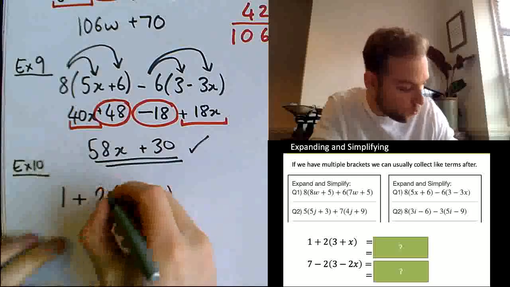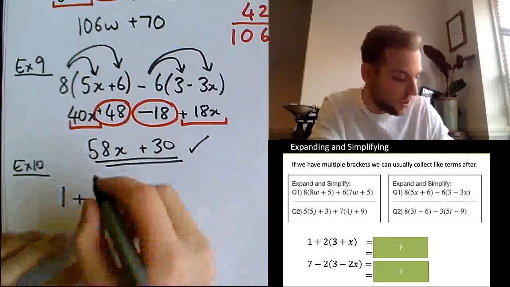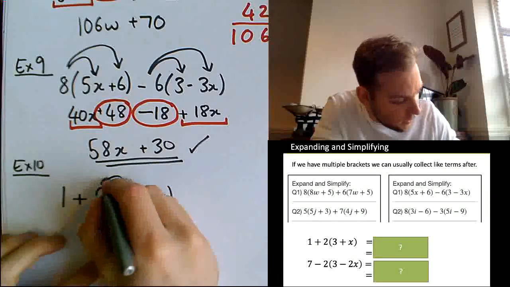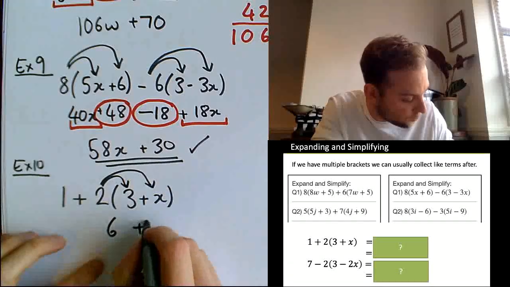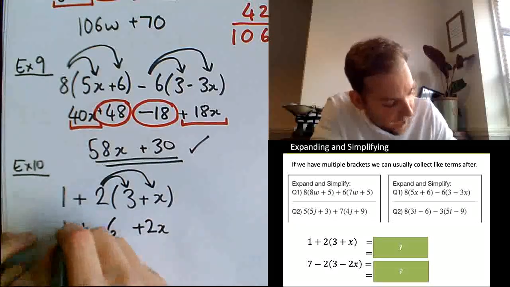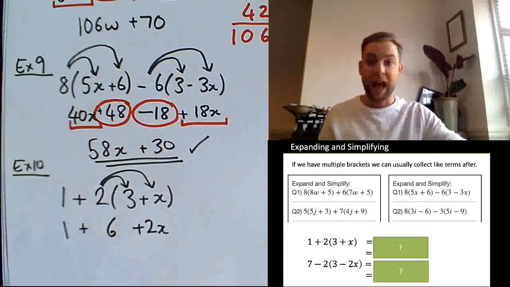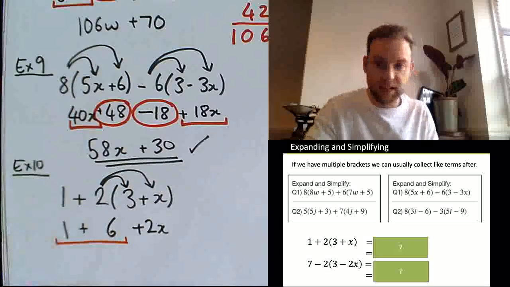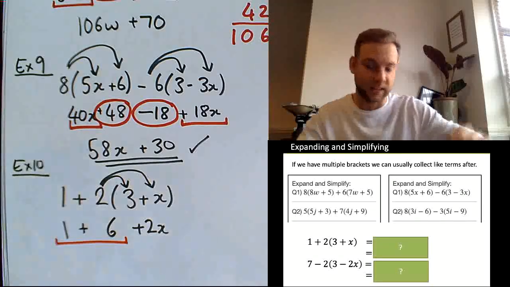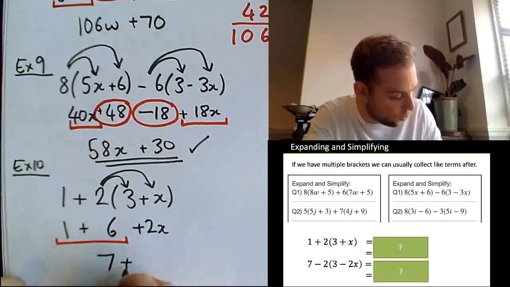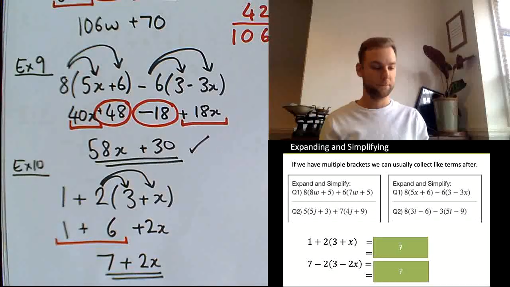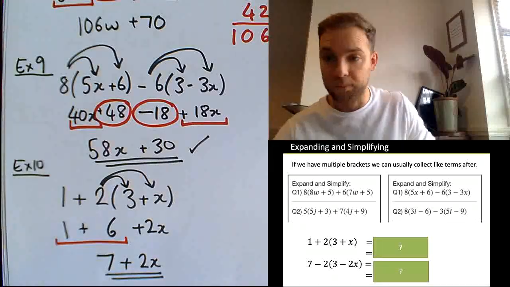So you've got to expand the bracket first. So 2 lots of this, so 2 times 3 is 6. 2 times x is plus 2x. Not forgetting that 1 at the beginning. And then I'm going to simplify these. So it's going to be the 1 plus the 6. And 1 plus 6 is equal to 7. So it's going to be 7 plus 2x. Brilliant. Okay, last little one.